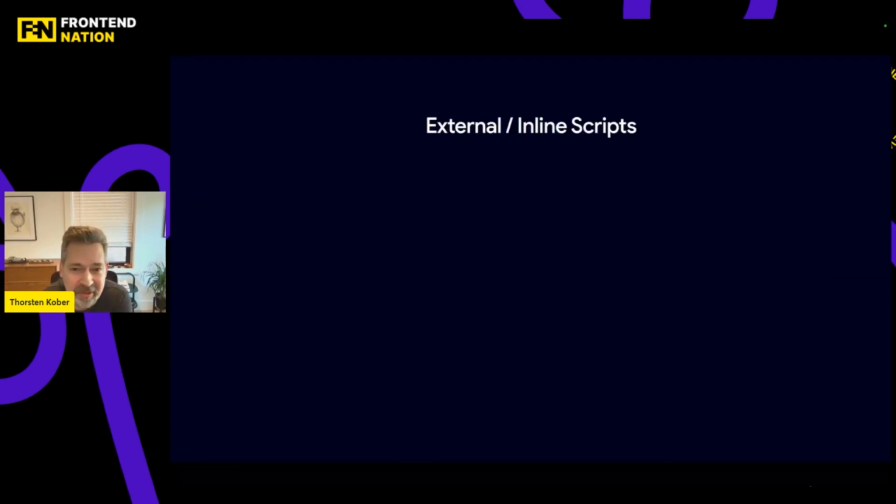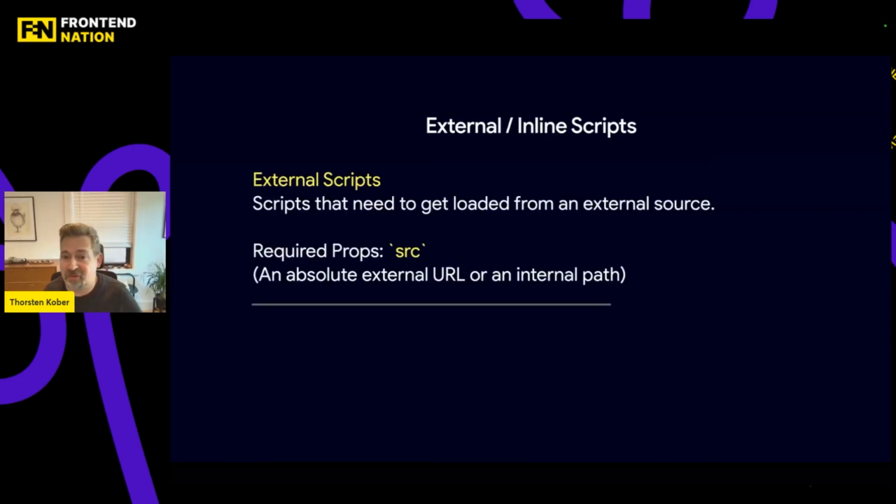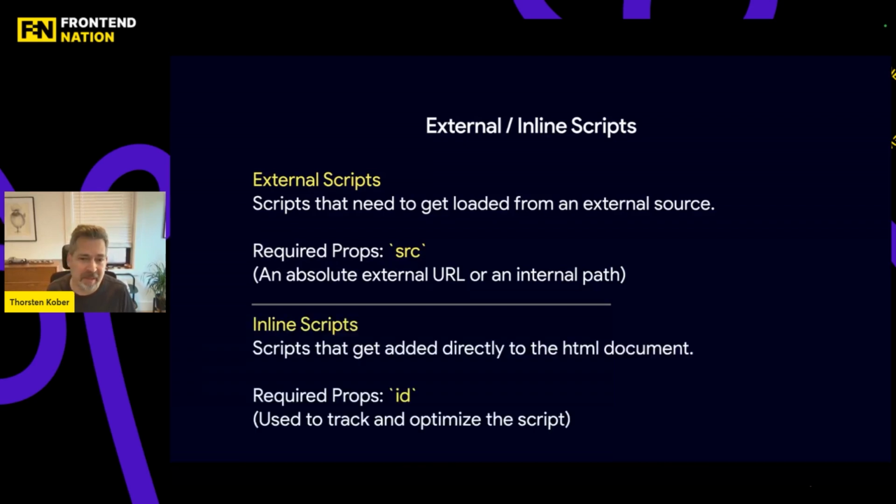The script component can be divided into two groups, depending on where they are coming from. We have external scripts, which are scripts that get loaded from an external source by adding a source attribute pointing to the resource. This can be either an absolute external URL, or it can be an internal path to a script in your public folder, for example. And we have inline scripts. These are scripts that can get added directly to the HTML document. The only requirement for inline scripts is that it needs an ID attribute, which Next.js uses to track and optimize the script.